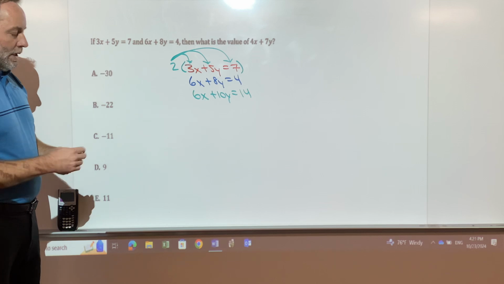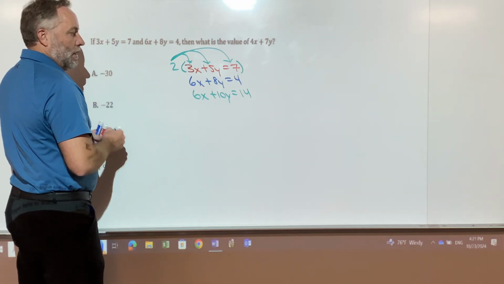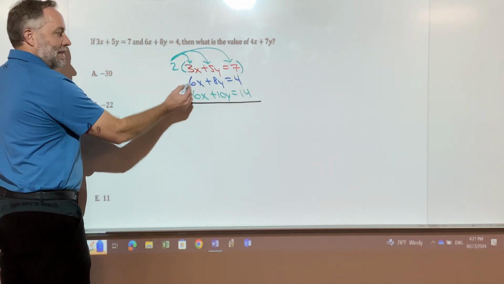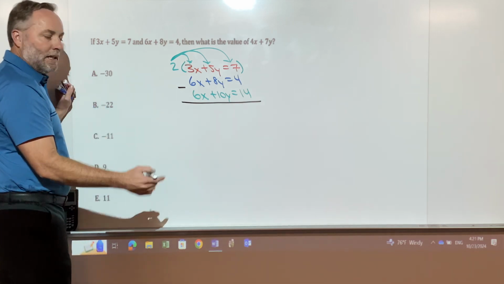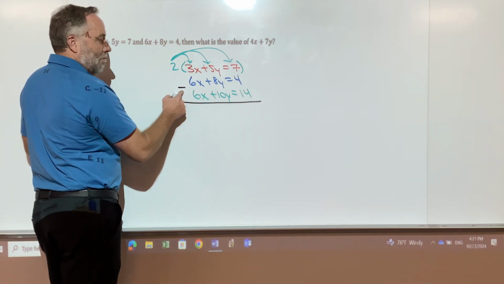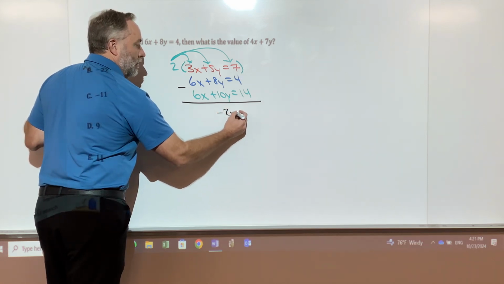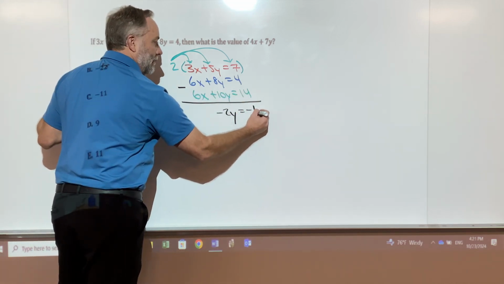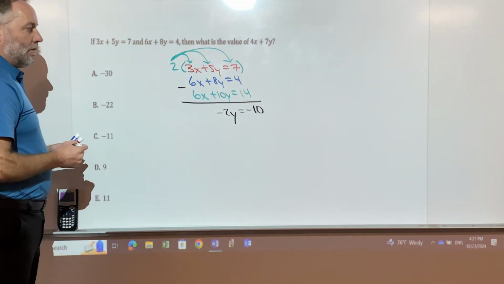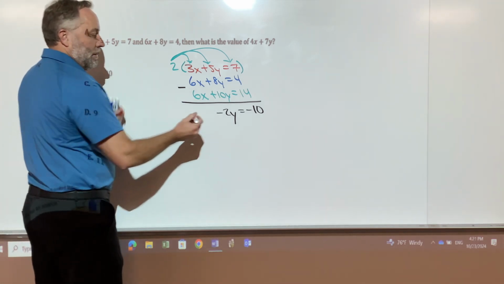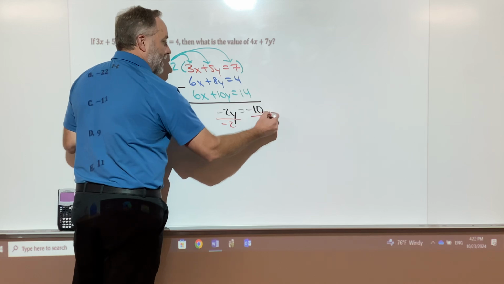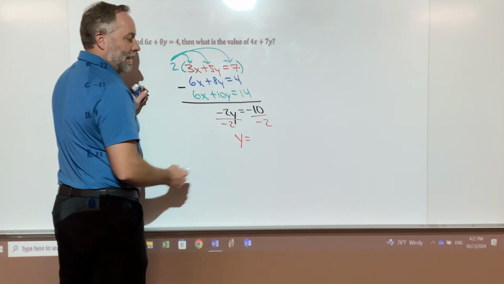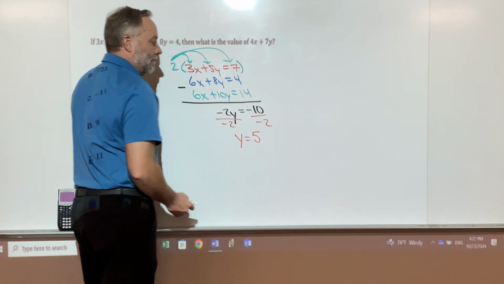And then we can just subtract these two equations to eliminate the variable x, because 6x minus 6x is 0. It eliminated, that's why we did it. 8y minus 10y is negative 2y equals 4 minus 14, which is negative 10. Now we just have a single variable, and to solve for y, we divide both sides by negative 2. That gives us y is equal to negative 10 divided by negative 2, which is a positive 5.